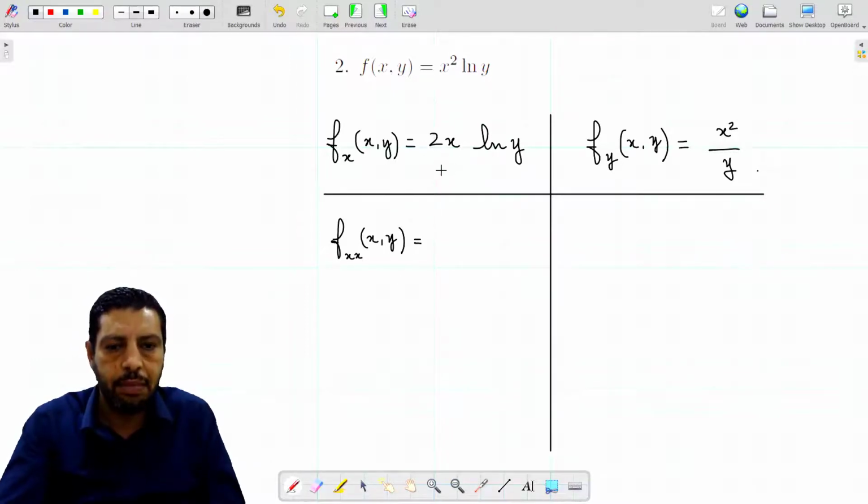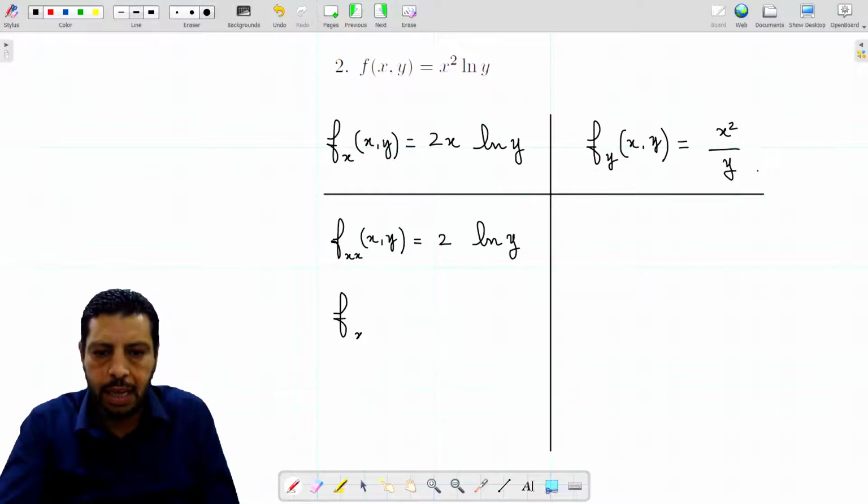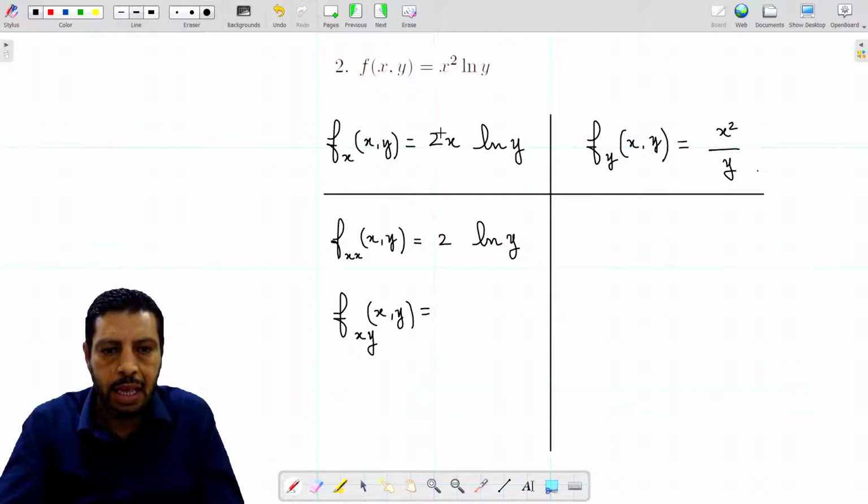Here again, it's very simple, since the derivative of 2x with respect to x is 2 times y. Now, we're going to compute fxy of x and y. Now, we are making the derivative of this quantity with respect to y. It means that it's 2x times the derivative of ln of y with respect to y, which is 1 over y. It's 2x times 1 over y, it's 2x over y.